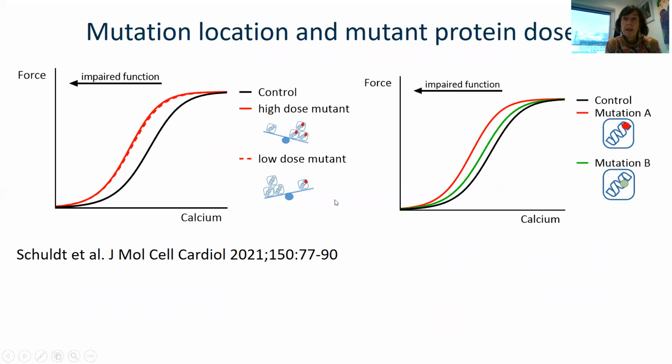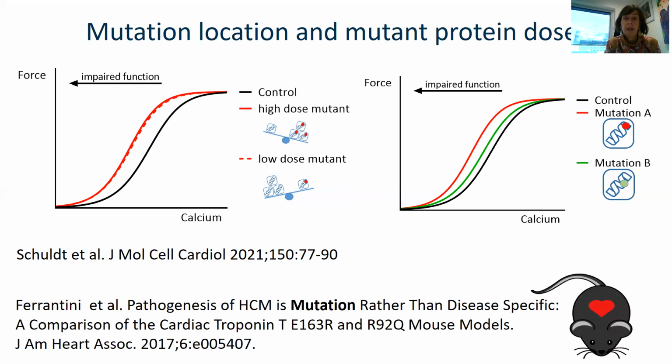Now, if you then compare the different mutations and the effect on this calcium sensitivity, we did find a difference. So depending on the location of the mutation in the gene, in the protein, the magnitude of the shift in the calcium sensitivity was different. So one provided a larger increase in calcium sensitivity than the other one. And this is in line with studies which have been performed by colleagues in Italy in mouse models.